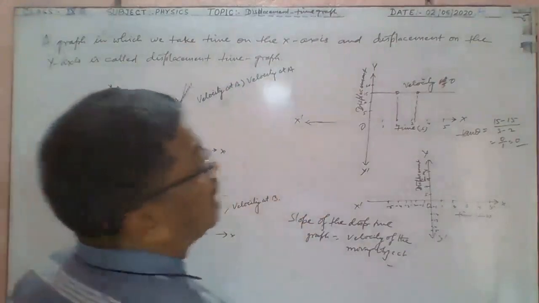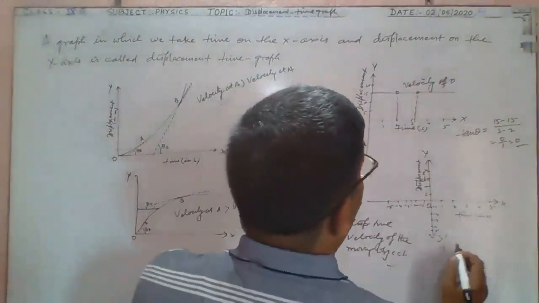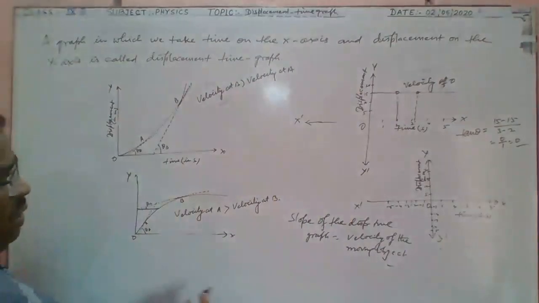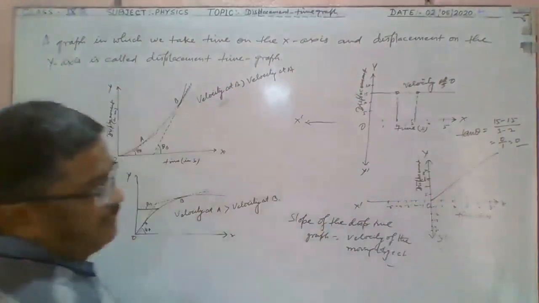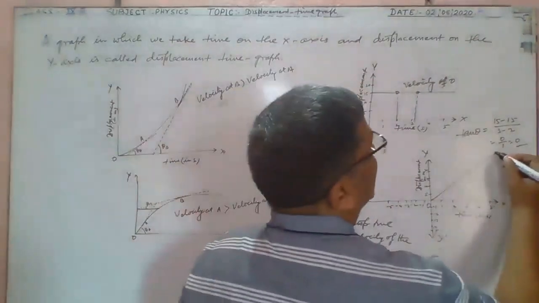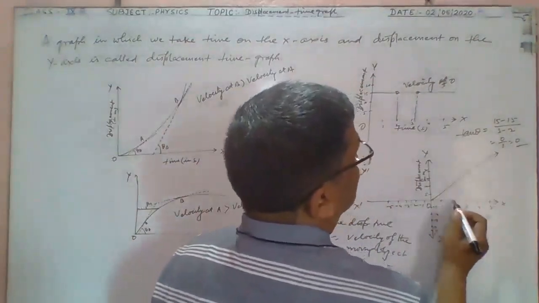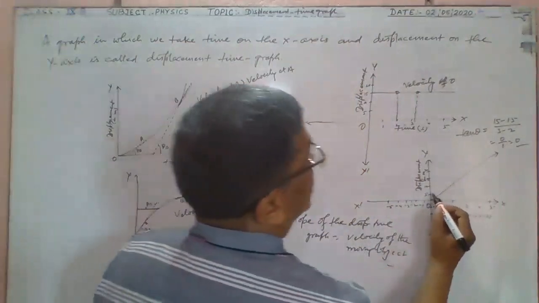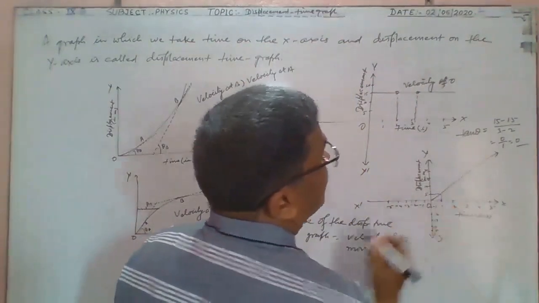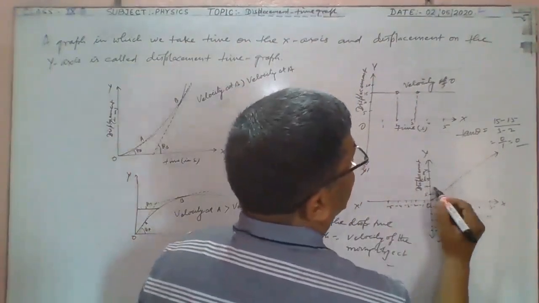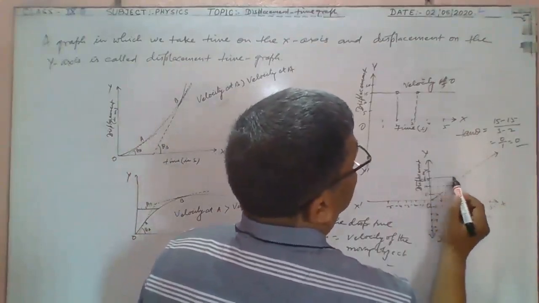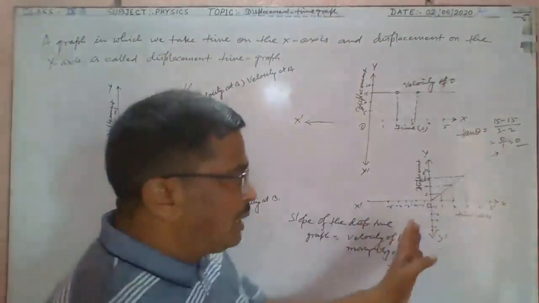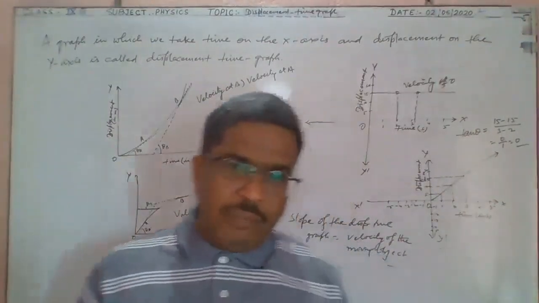Next, I want to discuss what you get from this. If the graph is like that, a straight line, after 1 second they cover a displacement of 5. Again, the next 1 second, 10 meters. The next 1 second, 15 meters. So equal displacement is covered by the moving body in equal intervals of time.